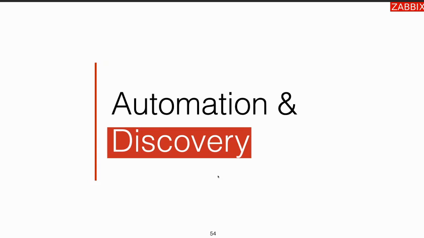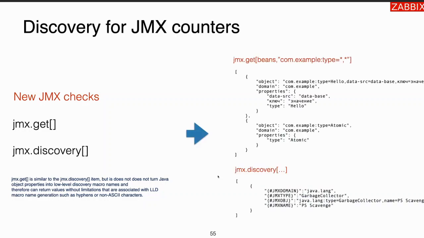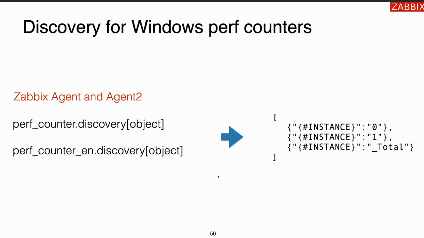Automation and discovery have a number of improvements as well. Now we support discovery for JMX counters, with two new metrics, jmx.get and jmx.discovery. For those who monitor Java applications, this is very good news. This is basically what we receive, and then we may do pre-processing and create items out of item prototypes using low-level discovery rules. Now we also support discovery of Windows performance counters using our Zabbix agent and the new Zabbix agent. So we've got perf counter discovery metrics. This way we may discover, for example, how many CPUs our Windows server has, or what kind of file systems and applications are running, and so on.